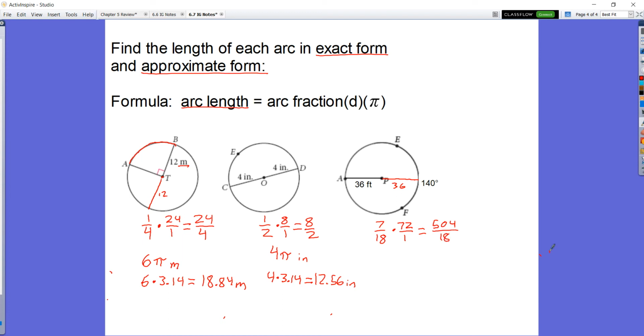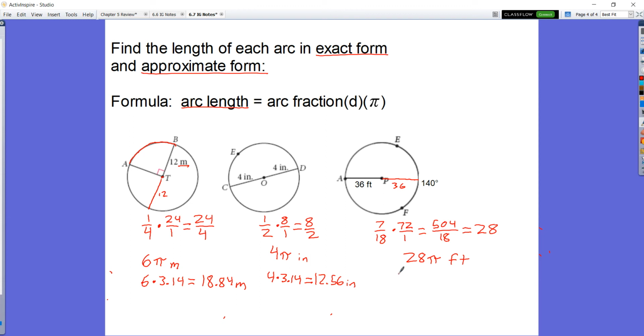Then we divide 504 by 18. Sometimes you'll get a decimal number. This time it comes out to a whole number, which gives me 28. So that's after we multiplied our arc fraction by the diameter. Now we just multiply that by pi to get the exact form and the approximate form. My exact form is going to look like 28 times pi, and that's in feet. So there's my exact form answer.